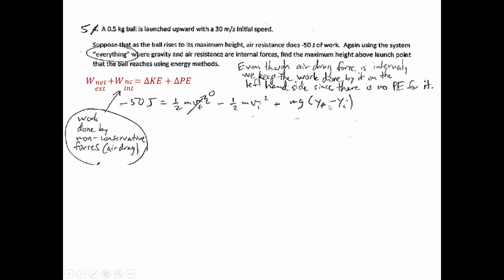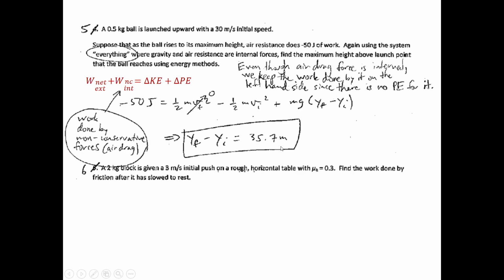In this case, we can't cancel the m because there's no m on this side, but we know m, so that's okay. Doing the solution, plugging in m, v initial is our 30 meters per second, so this would be a 30 squared. We put in all of our m's, we put in g, and solve for y final minus y initial, and we get 35.7 meters. So that's the kind of problem that we could not have done with kinematics.